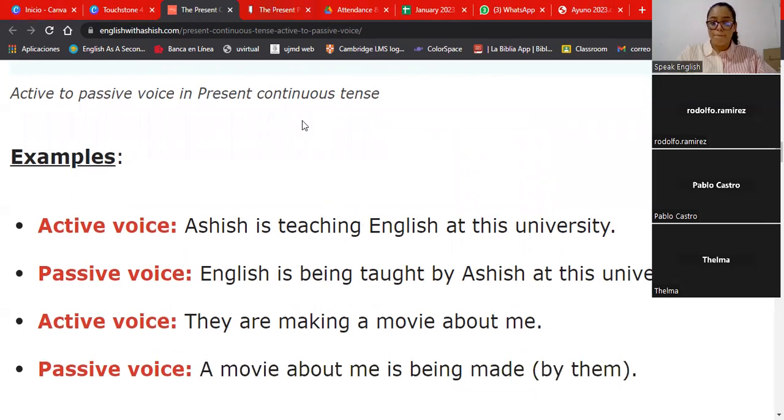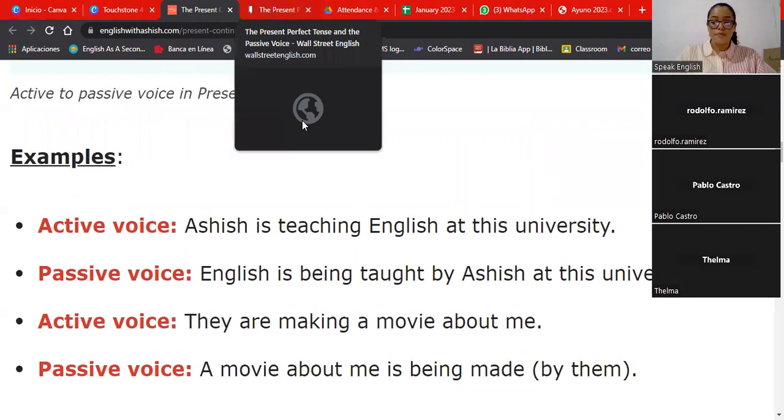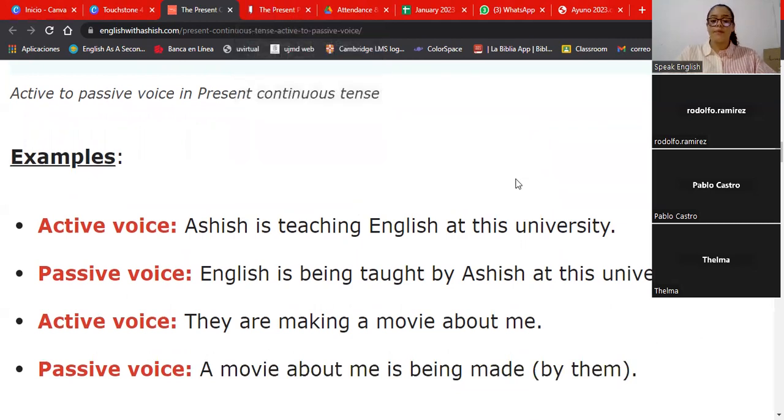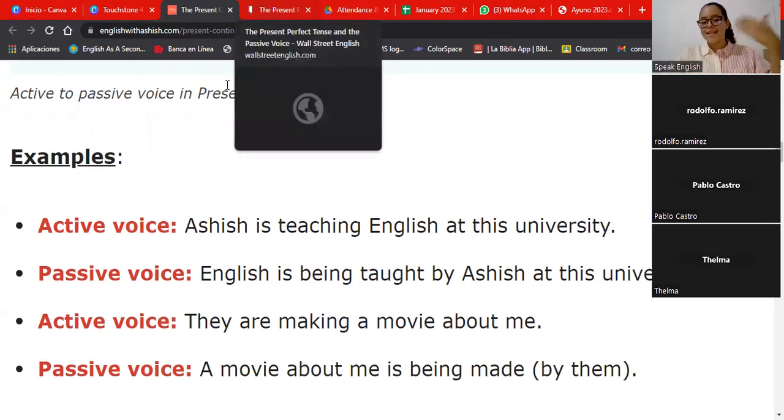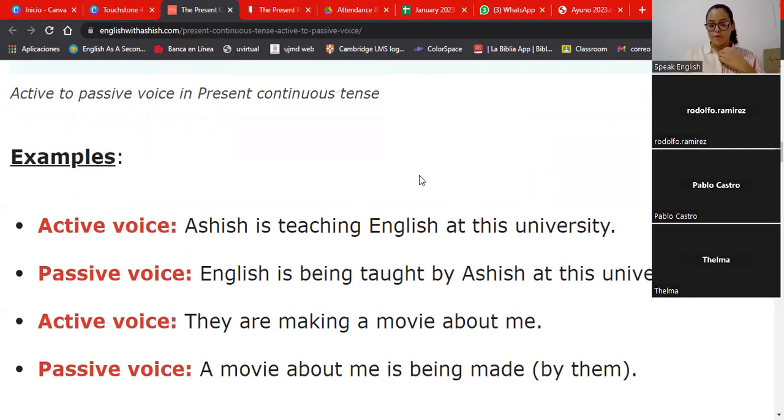Okay, so far, questions with the passive voice of the present continuous? No, I have no questions. I have a question. Yes, Pablo. An example about the passive voice, but with the present perfect, please. Yes, that is the next topic, but I just want to know if you have any question with the present continuous tense. No, I understand.